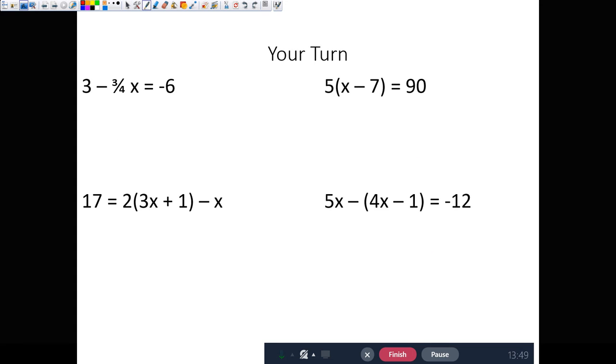Okay? So the answer to the first one is x equals 12. Second one is x equals 25. The third one is 3 equals x. And the last one is x equals negative 13. So write those down, and then you're going to try these on your own, and then we'll go over them tomorrow.